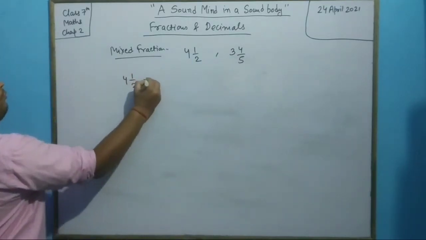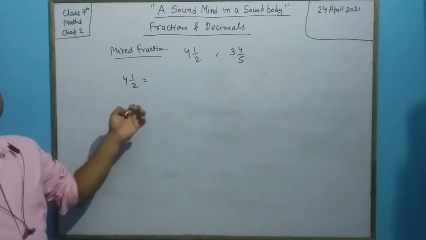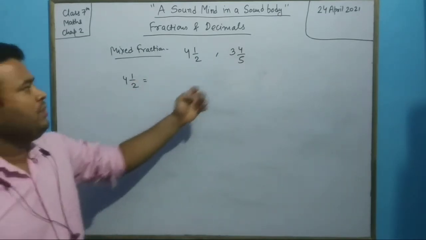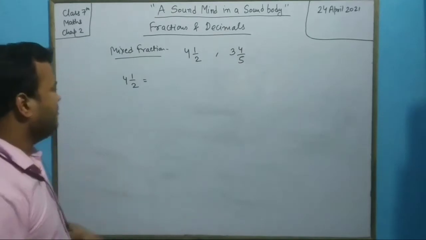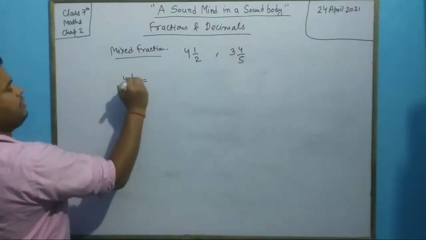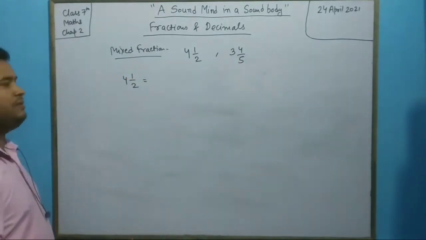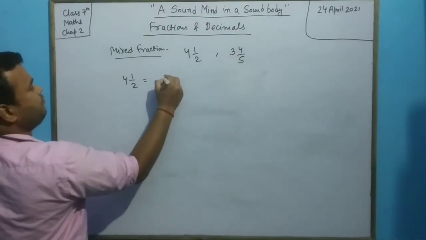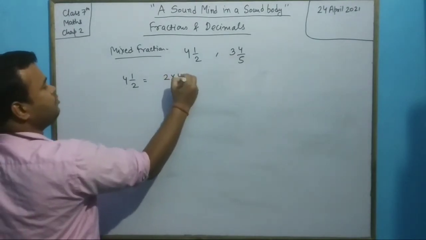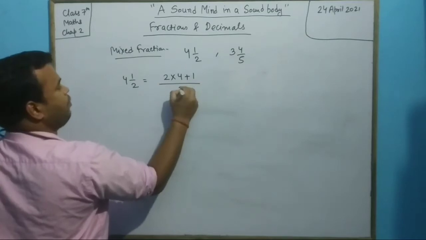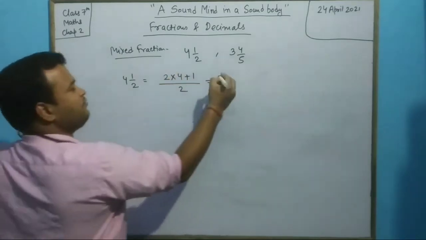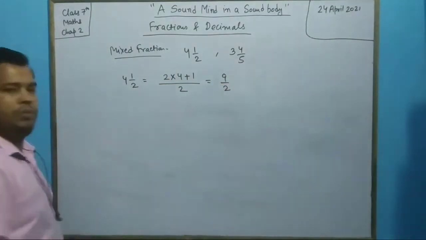4 upon 2? What we need to do this? We will read it as 4 1 upon 2, and 3 4 by 5. Okay, so to evaluate this, to convert it, let us see what we need to do. We need to multiply the whole number by the denominator and add the numerator upon 2. 2 4s are 8, 8 plus 1 is 9, 9 by 2.